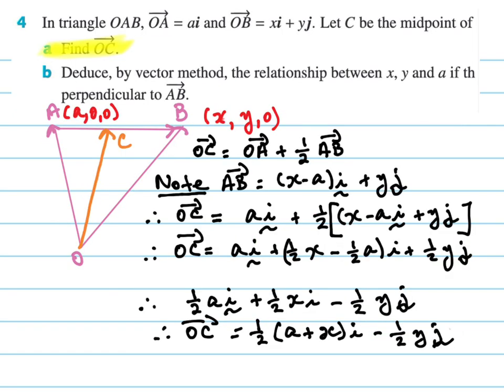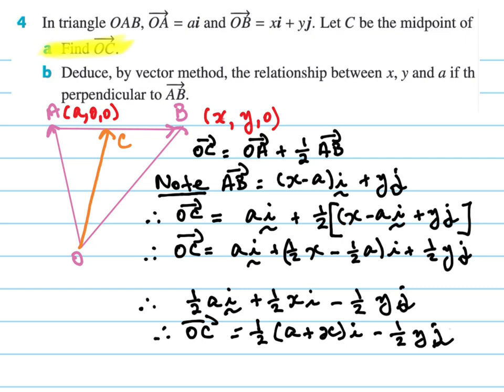Okay, question 4. In a triangle OAB, OA is equal to AI and OB is equal to XI plus YJ. Let C be the midpoint of AB, it was supposed to say, but it's cut off. Find OC. Okay, why don't you press pause and have a go at that? And if you don't want to know the solution, don't look at the screen.